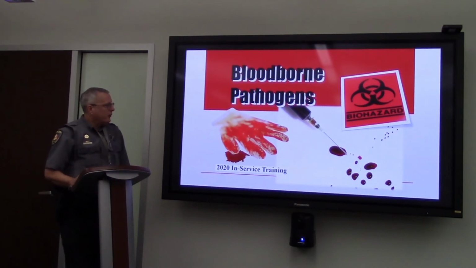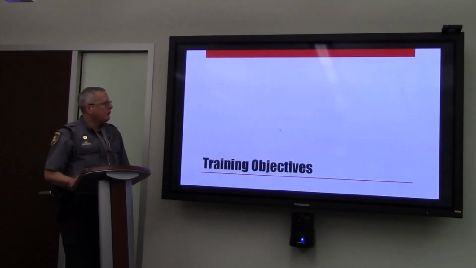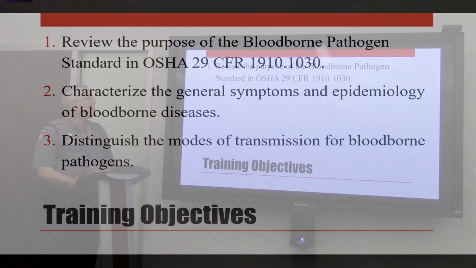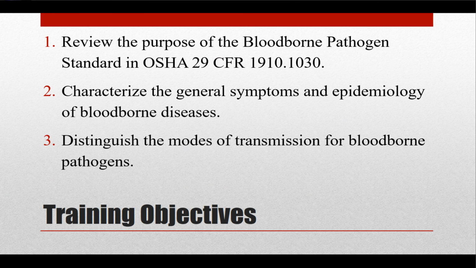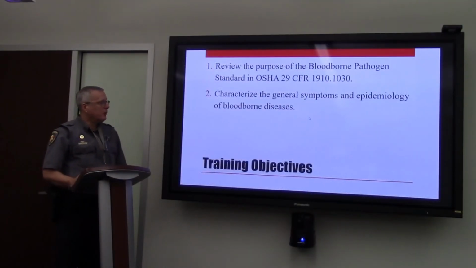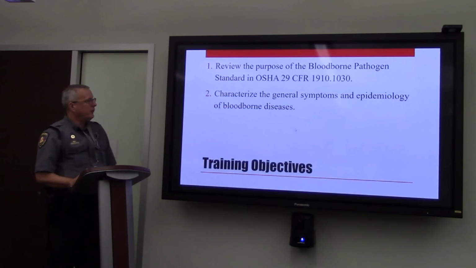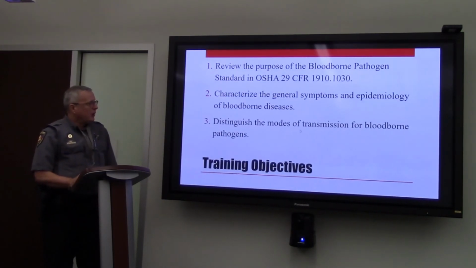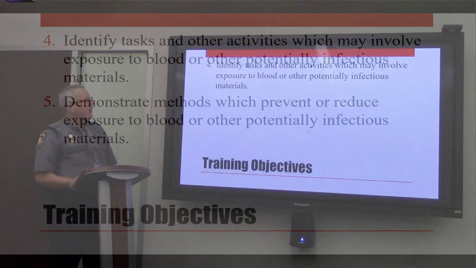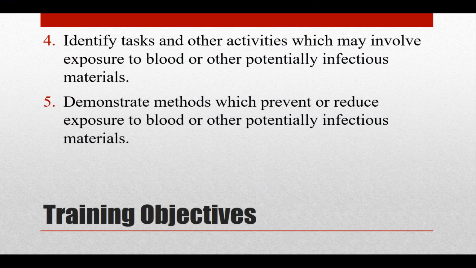First thing we're going to go over is the training objectives. The primary training objective, the first one: review the purpose of the Bloodborne Pathogen Standard in OSHA 29 CFR 1910.1030. Characterize the general symptoms and epidemiology of bloodborne diseases. Distinguish the modes of transmission for bloodborne pathogens. Identify tasks and other activities which may involve exposure to blood or other potentially infectious materials.